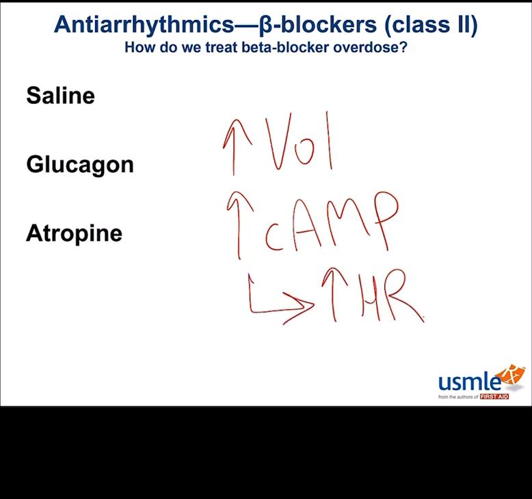So why should we give atropine? In beta blocker overdose, sympathetic nervous system output on the heart is blocked. There is uninhibited parasympathetic signaling on the SA and AV node. Atropine will help us here because it is a muscarinic antagonist.